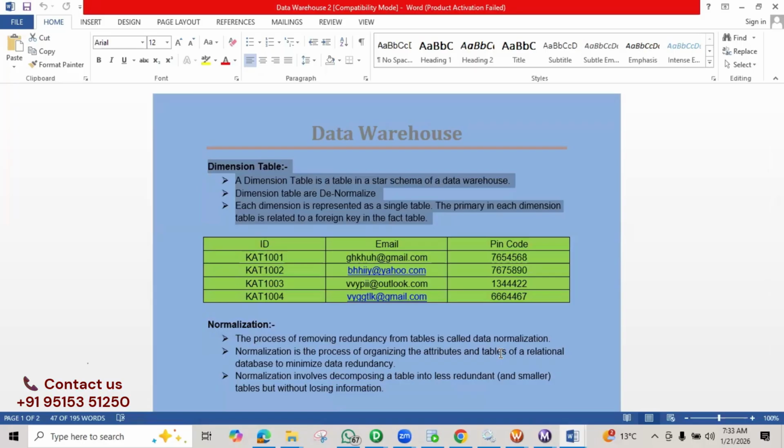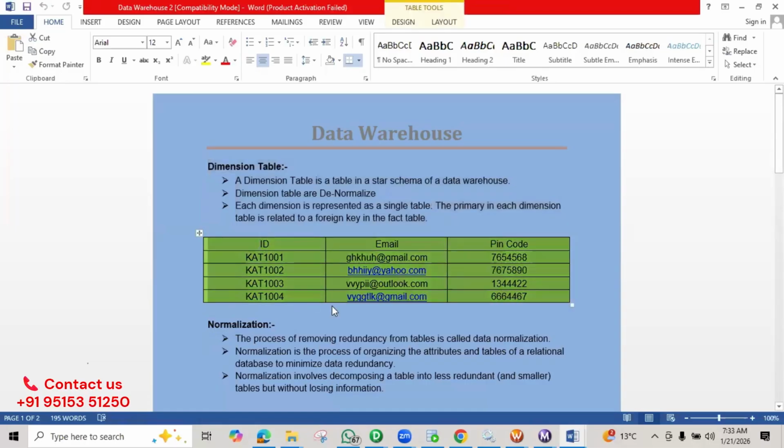Okay, one minute. Before that, have a look at this table, guys. Here we have ID. ID is like KAT1001, KAT1002, KAT1003, and so on. Technically, this type of data is called alphanumeric data. At the beginning we have alphabets, KAT, followed by a numerical value 1001. So technically, it is called an alphanumeric value.